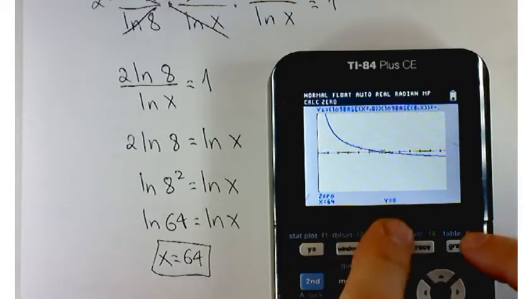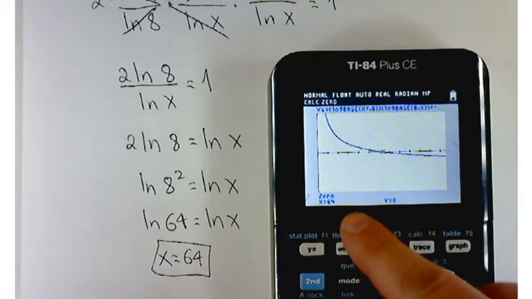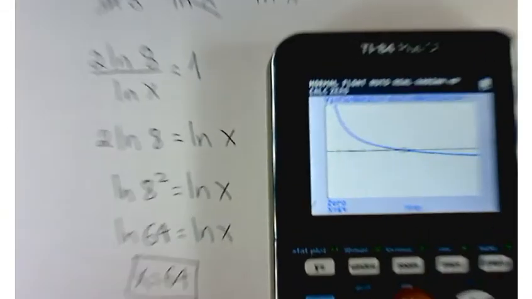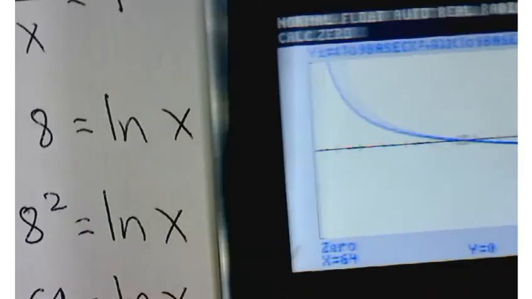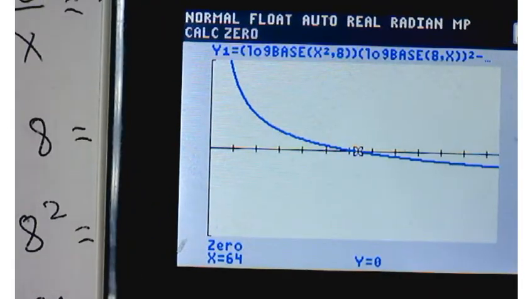So Jeff just found the solution right here. If we zoom, x equals 64. Positive to negative, then it's passed through the x-axis. So yeah, it's a clever way to do it too.